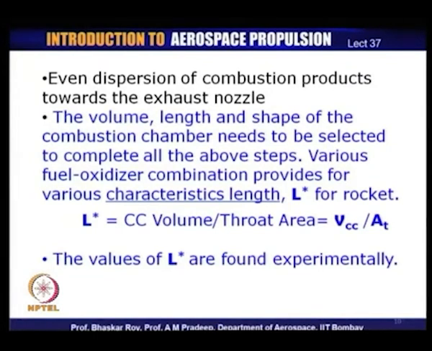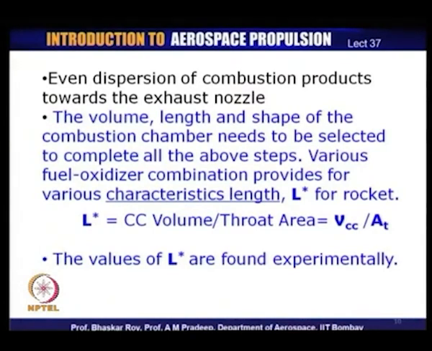The volume, the length and the shape of the combustion chamber also need to be selected or designed for a rocket design. Now, the various fuel oxidizer combinations provide for various characteristic lengths. Now, the characteristic length of a combustion chamber of a rocket is defined as L star, and this is simply defined as combustion chamber volume by the throat area. So, volume of combustion chamber by throat area AT gives us the characteristic length of a rocket.